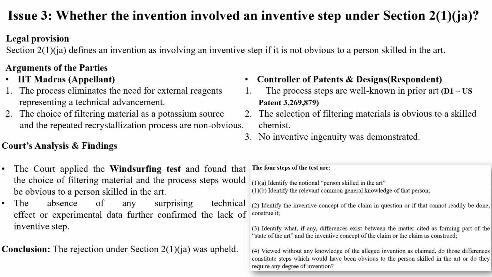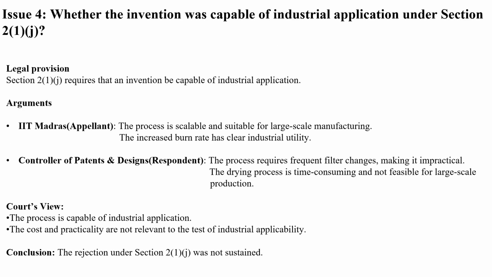Do those differences constitute steps which would have been obvious to the person skilled in the art, or do they require any degree of invention? So after analyzing these tests, the court found that the rejection under Section 2, subsection 1, Clause JA was sustained. Now coming to the last issue, the fourth issue: industrial applicability under Section 2.1, sub-clause JA.